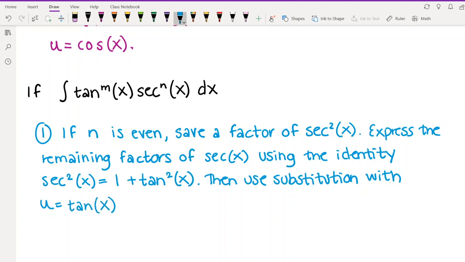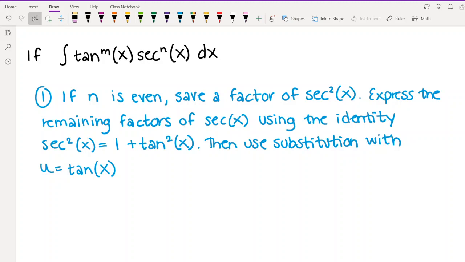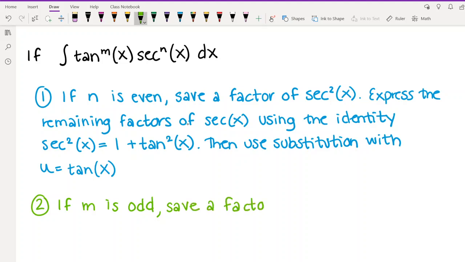Okay, so what's going to be the other case? Well, it's a little bit different from the other one. So now we're going to say if m is odd. So if the power of tangent is odd. Just like with the sine and cosine, there are some cases where you could actually use either approach. So actually the example that we just did, this power was odd and this power was even. So we actually could use as well the next approach I'm about to write down. So if m is odd, what you're going to do instead is you're going to save a factor of secant times tangent. And we'll see how this plays out in an example in a second.